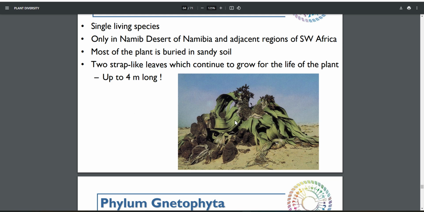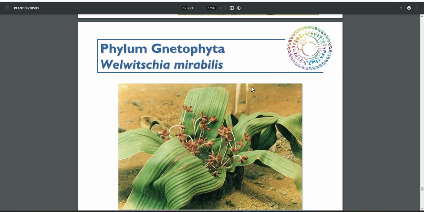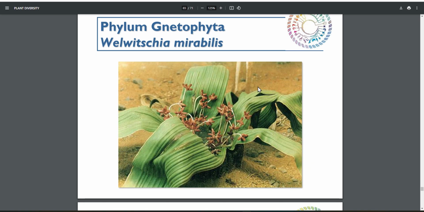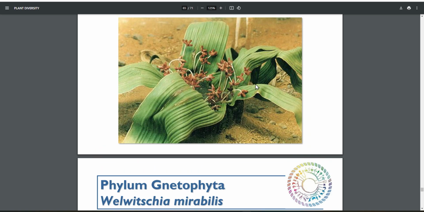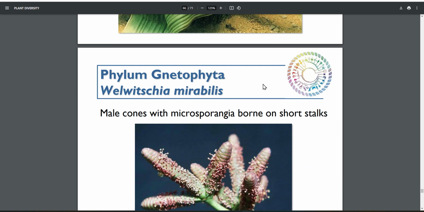And the two strap-like leaves will continue to grow as the plant lives on, and they can grow up to 4 meters long. And then, what is this? I'm not too sure what this is. I think this is just showing off the cones, the male and female cones.